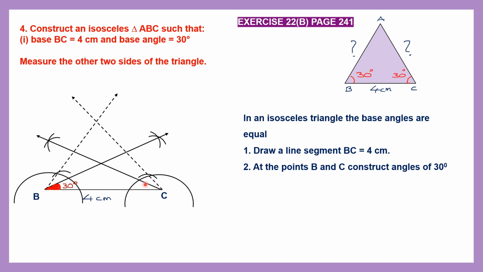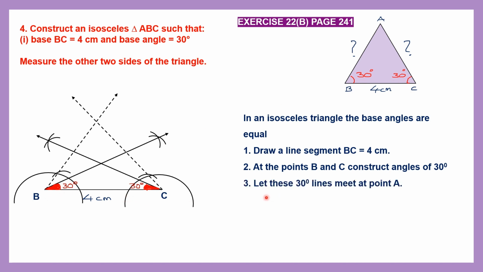So now this portion is 30 degrees. So at point C also we have 30 degrees. So look at the rough figure. BC is 4 centimeter. We have it here, BC 4 centimeter. Angle B is 30 degrees and angle C is 30 degrees, which we have got.